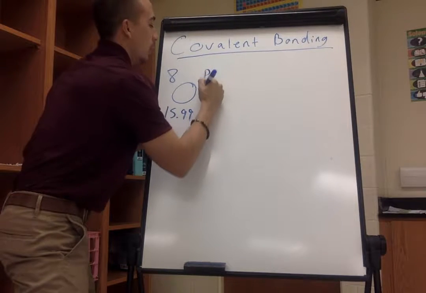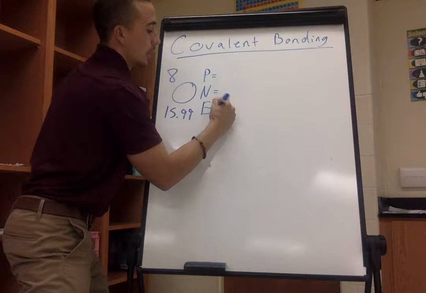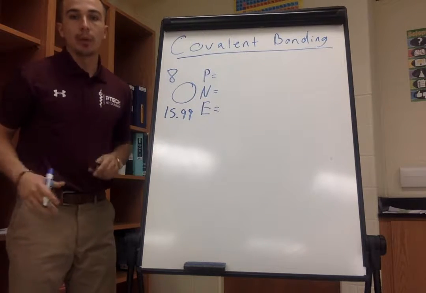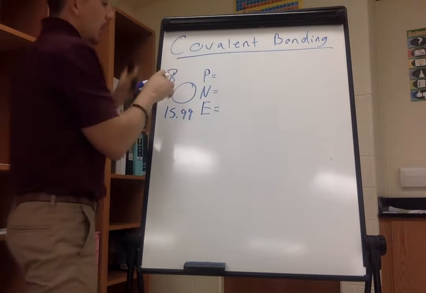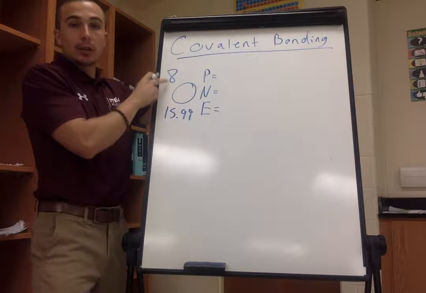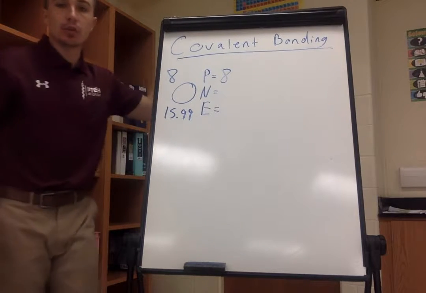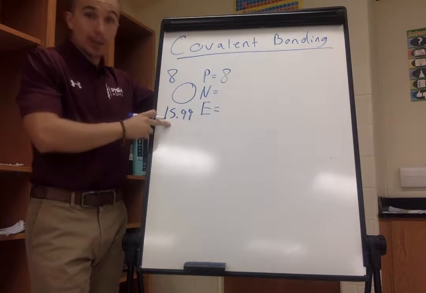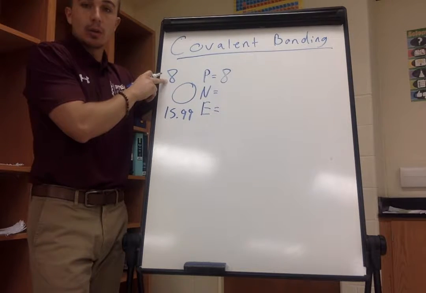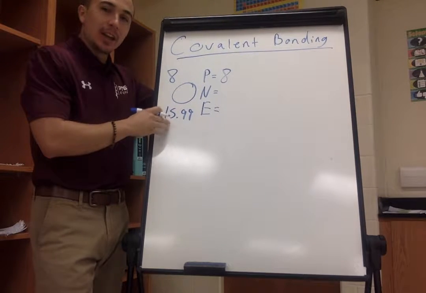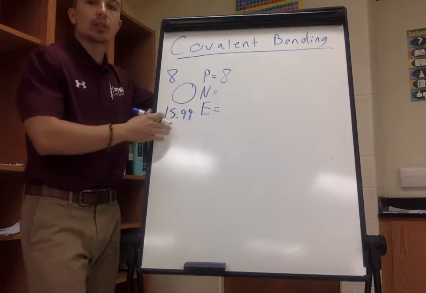Now, we're going to write P and an E. That just stands for protons, neutrons, and electrons. Okay, so how many protons are in oxygen? Good, 8. And we know it's 8 because protons are the same as the atomic number. Okay. Neutrons. So for neutrons, you're going to take the atomic weight, which is 15.99, and subtract it by 8. So 15.99, is that closer to 16 or closer to 15? Very good. It's closer to 16.